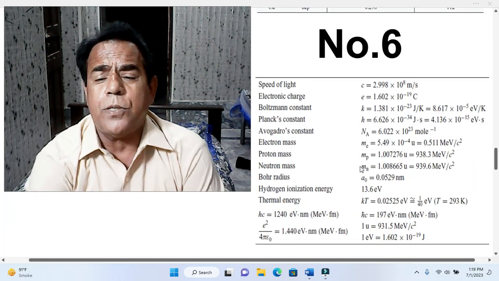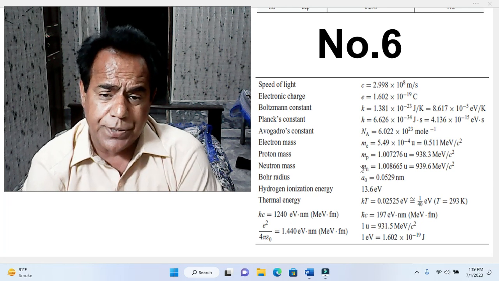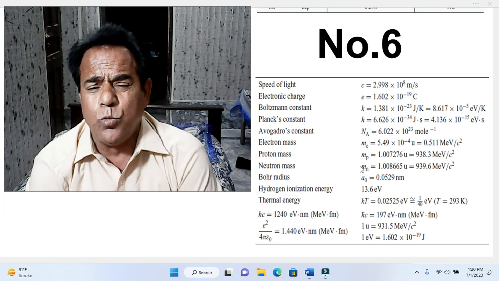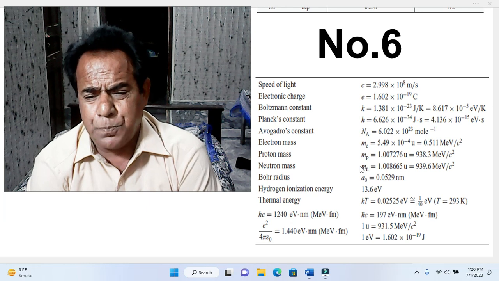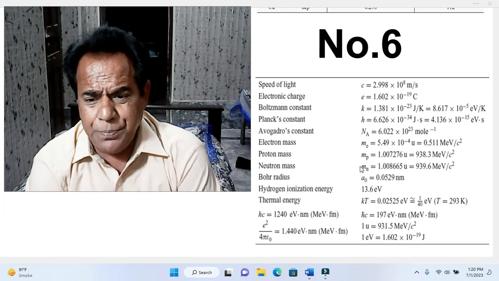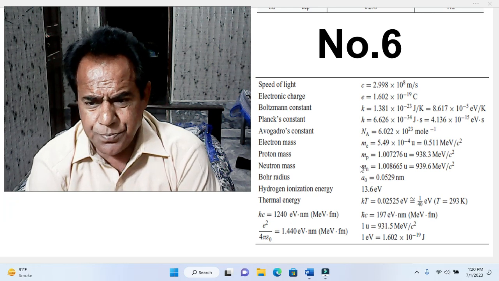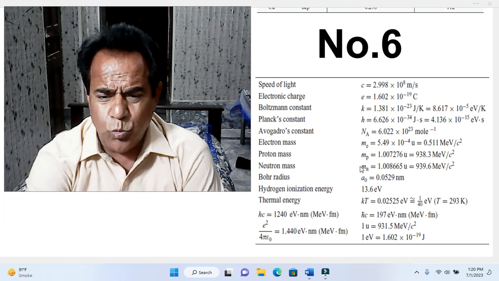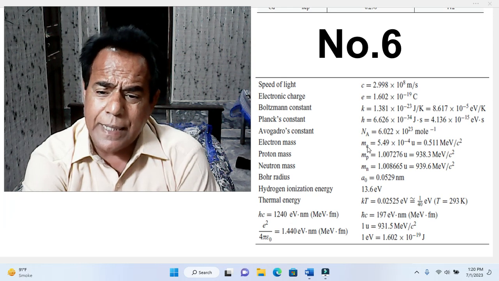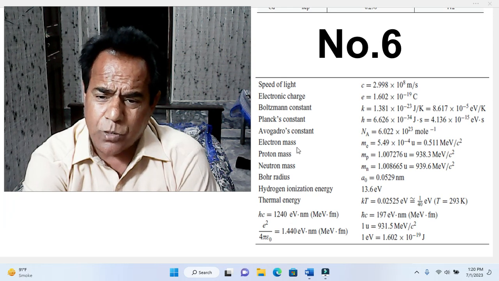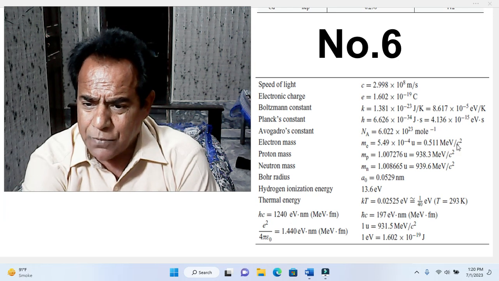Helping tool number 6 is a comprehensive table of physical constants. From this table we may use several values. For example, we may use speed of light c, and electron mass me equal to 0.511 million electron volt over c square, which is also given in this table and was also given in the previous table.